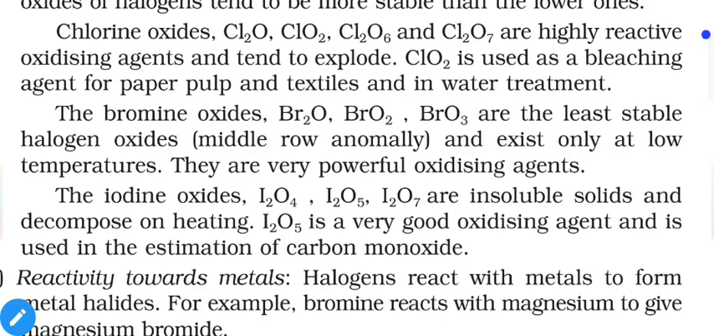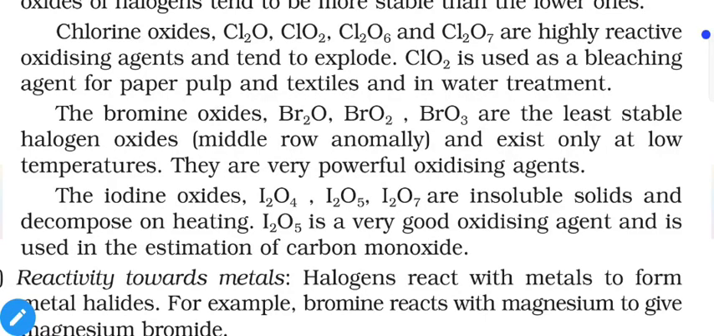Bromine oxides Br2O, BrO2 and BrO3 are the least stable halogen oxides and exist only at low temperatures, and they are very powerful oxidizing agents. So in short we can say that if a compound is unstable then it will be powerful in certain types of reactions. As for example, in this case we have comparatively high number of oxygen atoms in these molecules. So that's why, as we have unstable molecules, it can act as strong oxidizing agent.